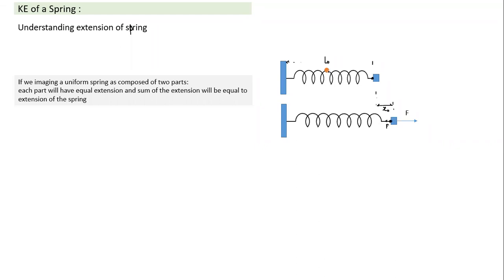And it's very easy to prove: if the extension here is X naught, this half of the spring also will undergo displacement of X naught by 2. Let's see how we understand this. The point which was here, if I look at that, it also would undergo some displacement. So every part of the spring, except for the point which is fixed here, will undergo some displacement. This displacement will be X naught by 2.